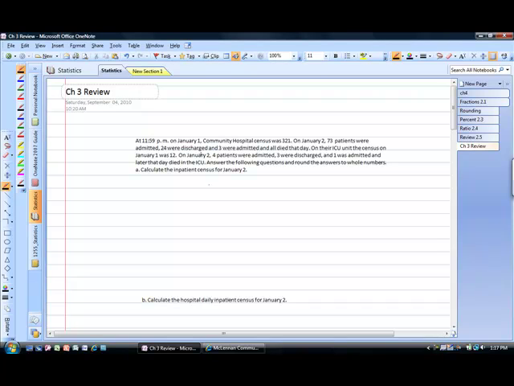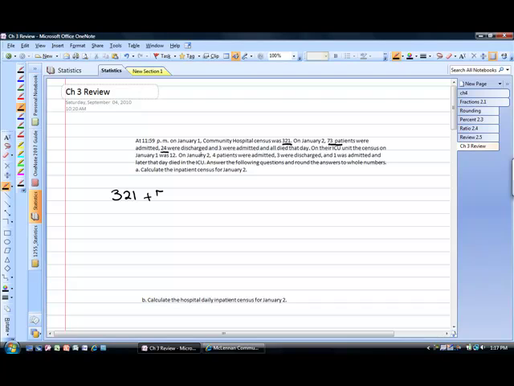We're going to calculate the inpatient census for January the 2nd. Since we're looking at the inpatient census, we're going to use the following numbers: the 321, the 73 patients admitted, the 24 that were discharged. So we have 321 as our census.